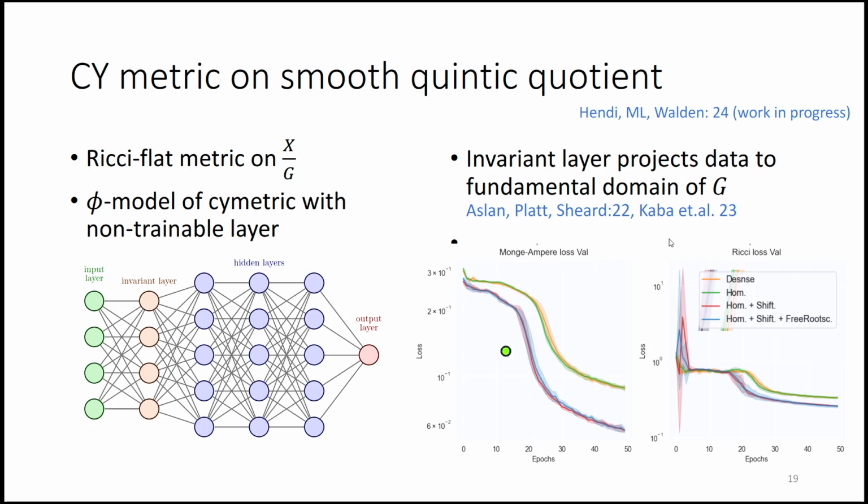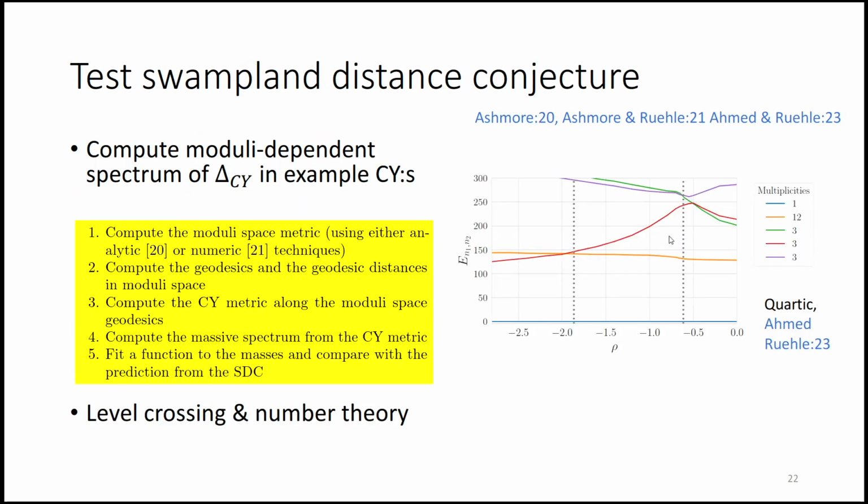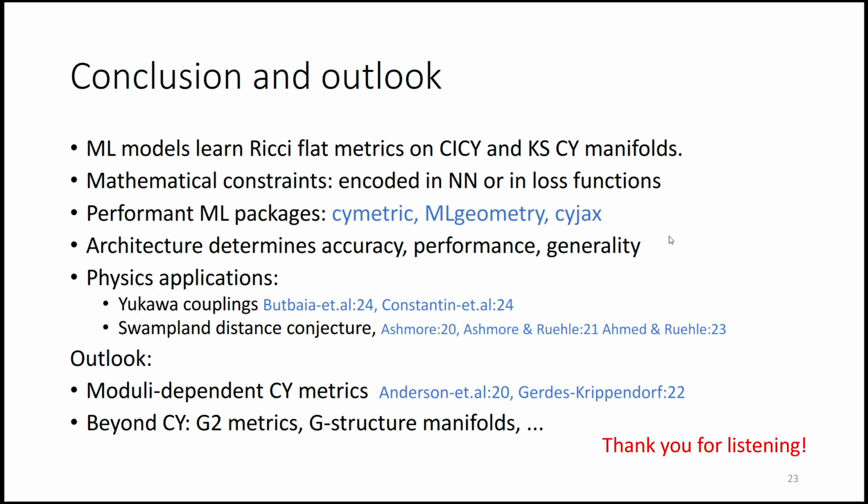We see that this has some good effect on these loss functions. We do get better training and test data, and it also has a good effect on the Ricci loss, which is something that we do not use for training. So that's nice. It can be used in other models as well. We have done this in particular using one of these libraries, the CYMetric library. There are applications where this has been used. People have computed physical Yukawa couplings using machine learning and tested swampland distance conjectures, but I think I'm out of time, so I will skip these and go to my conclusion.